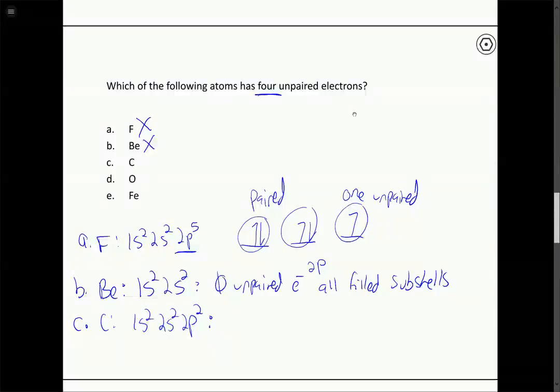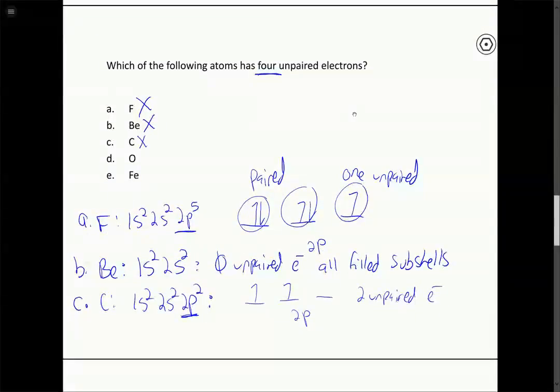Carbon does have 4 valence electrons, 2 2s electrons and 2 2p electrons, but we're only looking for those that are unpaired. So again, we look at the partially filled subshell, which is 2p. For the 2p subshell, we have 3 orbitals, and when we fill the orbitals using Hund's rule, we have 2 unpaired electrons. There are only 2 electrons in the 2p, so there can't be more than 2 unpaired. Okay, so this one's also not it.